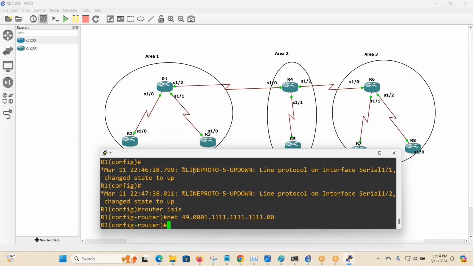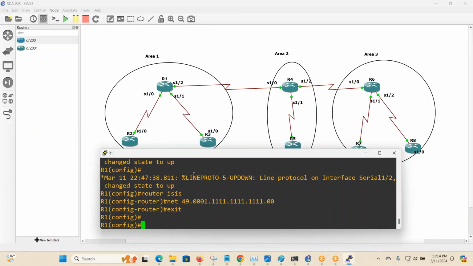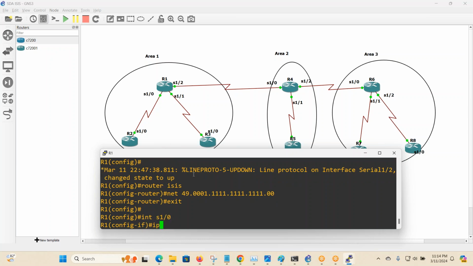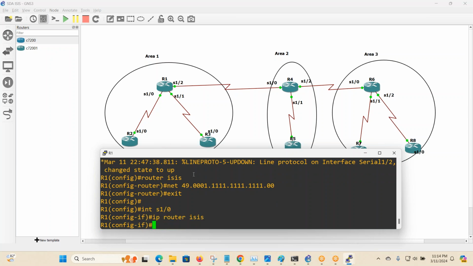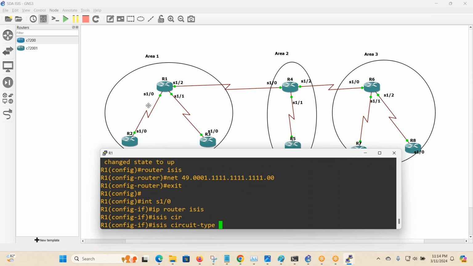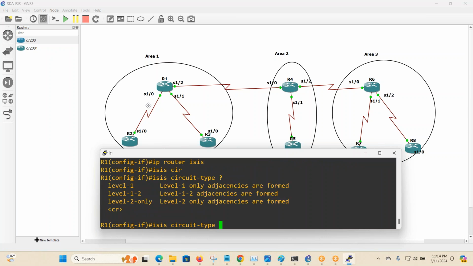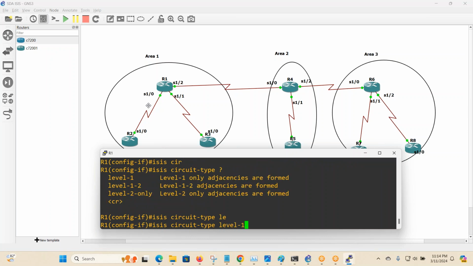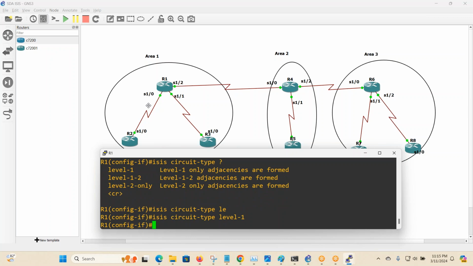Now we can exit from here, then go to interface serial 1/0. Then we say ip router isis. This command will enable IS-IS on an interface. But serial 1/0 is only involved in intra-area routing, so we say isis circuit-type. We have three circuit types: level-1, level-1-2, and level-2-only. We'll say this is level-1. It means we don't want to send L2 hellos on this interface.